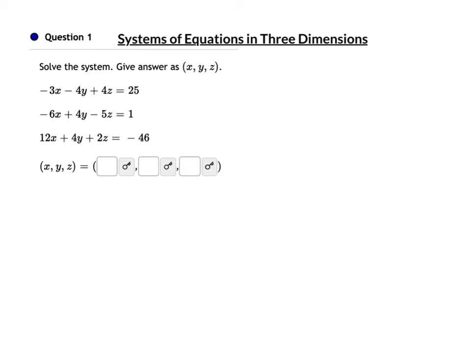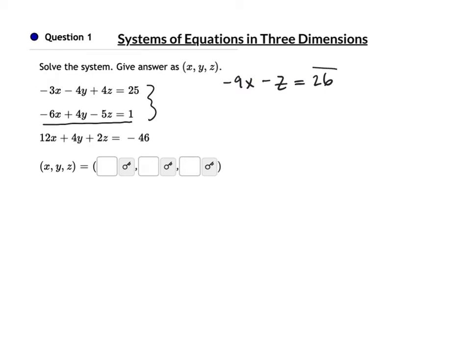I'm going to pick the top 2 equations, and I'm going to eliminate the y's. Now, this is nice because I can just do this without a lot of work. I can just add -4y and +4y makes 0. When I add, I get -9x. The y's are gone. +4z and -5z is -z. And 25 and 1 makes 26.